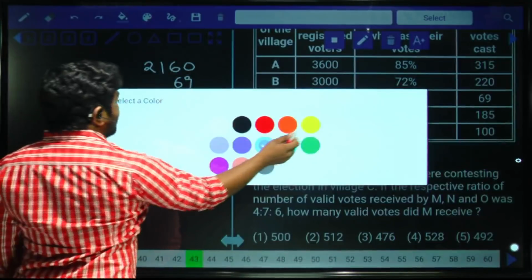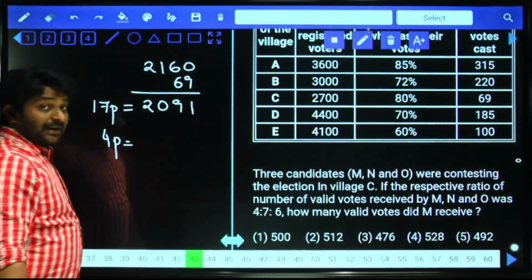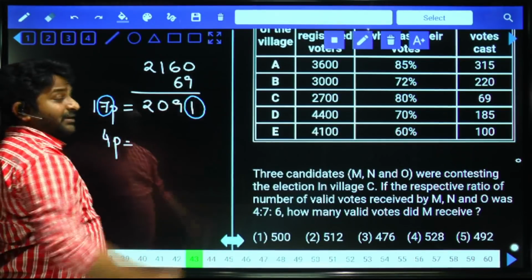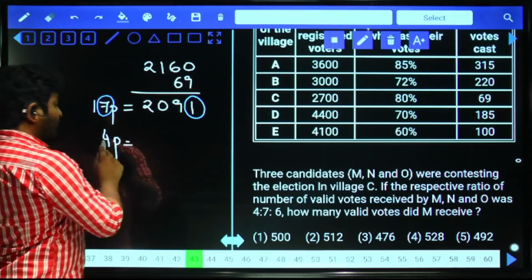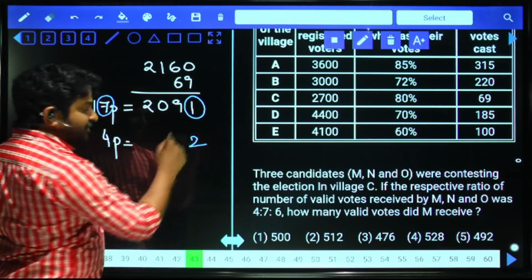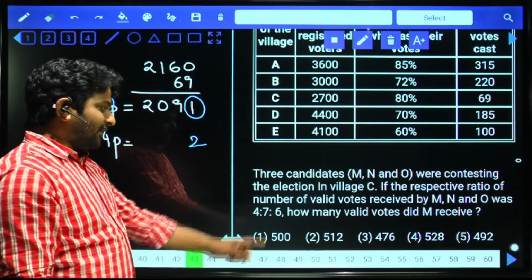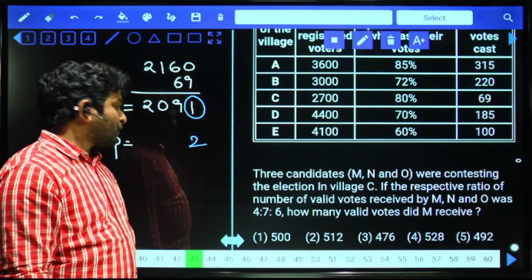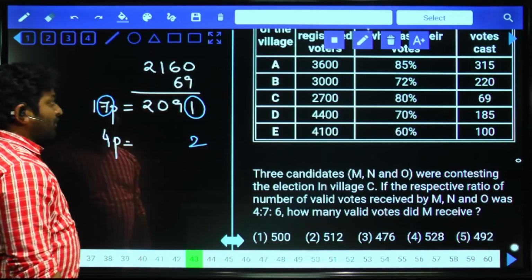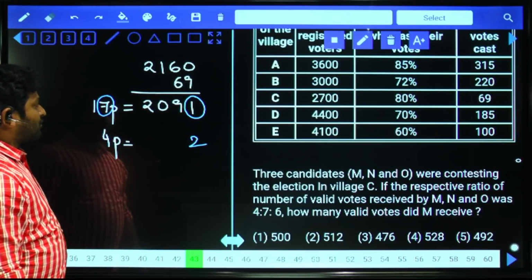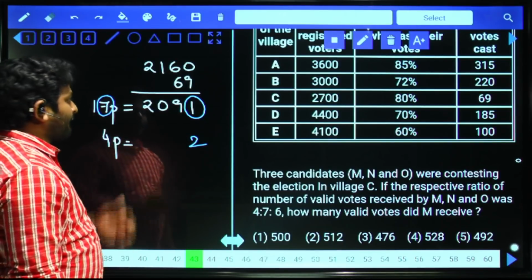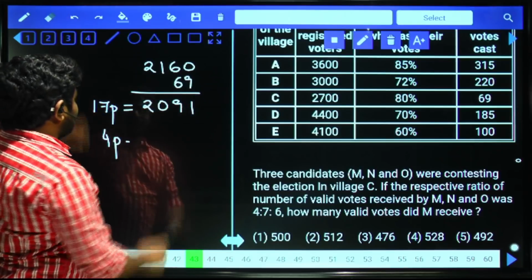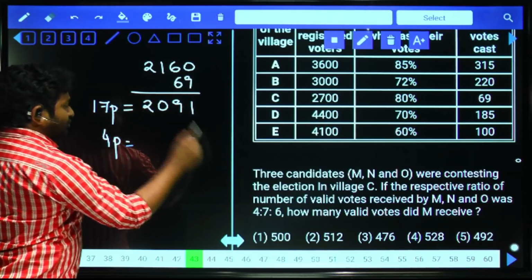M got 4 parts. 4 parts is equal to how much? Here I would like to go for last digit verification. 7 into which number ends with 1? 7 into 3 only. 4 into 3 ends with 2. Answer should end with 2. How many options are there? 512 and then 492. 2 options are there. Still you can do it. You can eliminate. Now it is elimination. Answer should end with 2.